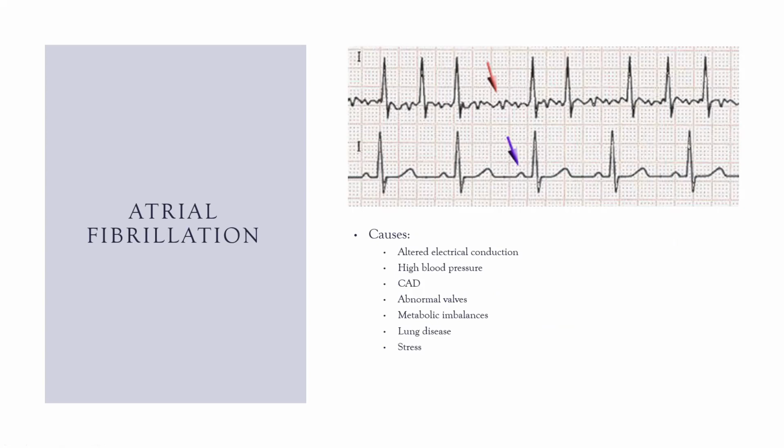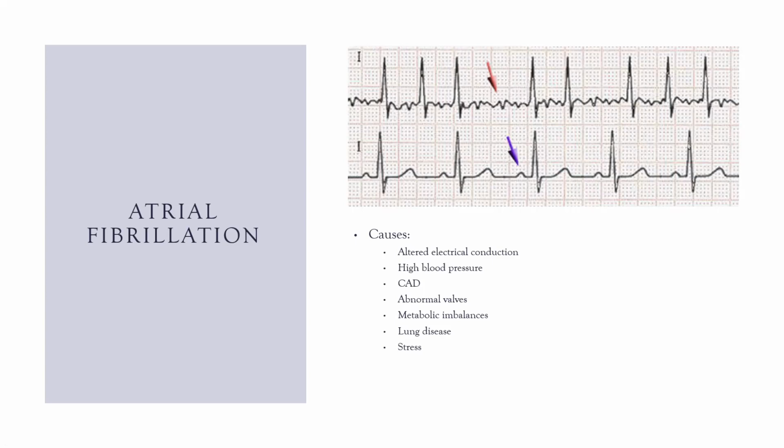There could be some abnormal labs associated with this, metabolic imbalances. It could also be a lung disease. A lot of our chronic obstructive pulmonary disorder, our COPD patients, tend to have AFib. And then, of course, AFib can be brought on by stress.